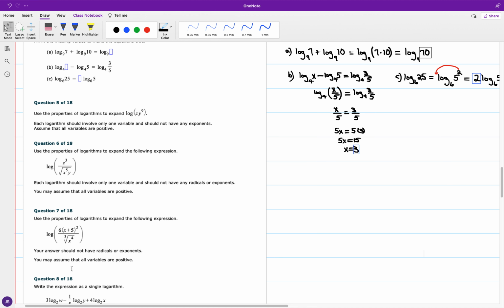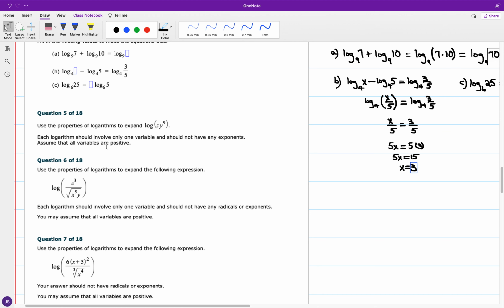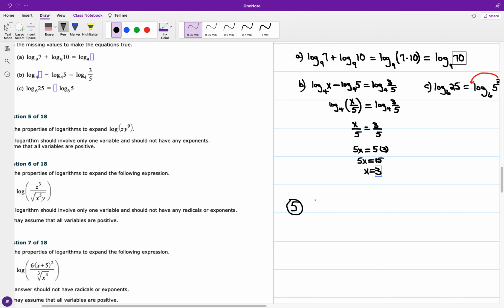For number 5, it says to use the properties to expand the base 10 logarithm of the quantity z times y to the 9th. And it says each logarithm should involve only one variable and should not have any exponents. So we're looking at a base 10 logarithm of z times y to the 9th.